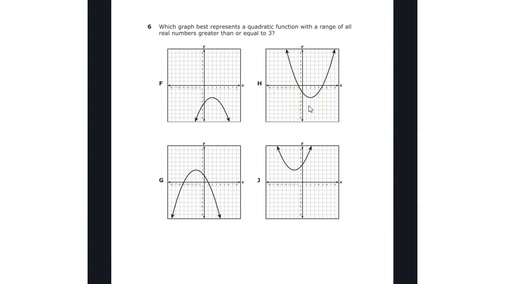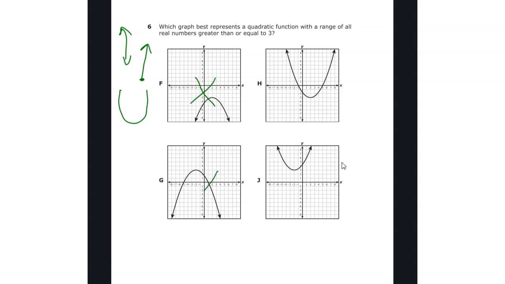Number 6, which graph best represents a quadratic function with a range of all real numbers greater than or equal to 3? So when you see range, your range is your y values. That's what you're looking for. All real numbers greater than or equal to 3. So you're looking for a graph that opens upward, but your vertex is at 3, or your lowest y value is at 3. So if I look at all of these functions, I'm going to only pay attention to the graphs that open upward.